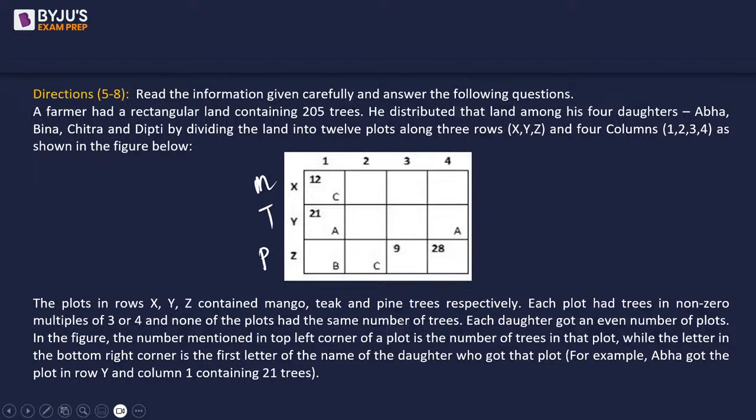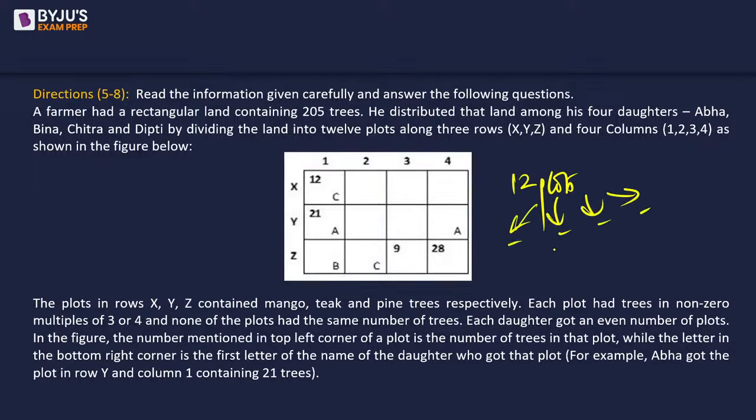Each daughter got an even number of plots. So the total number of plots you will find is 4 columns and 3 rows. So total 12 plots है ना इधर को. ठीक है, 12 plots हैं, and if it's going to be distributed among 4, तो सबको even value मिली है. Even. ठीक है. In the figure, the number mentioned in the top left corner of the plot is the number of trees of that plot. Table of 3 or 4, table of 3, table of 4, table of 3, right?